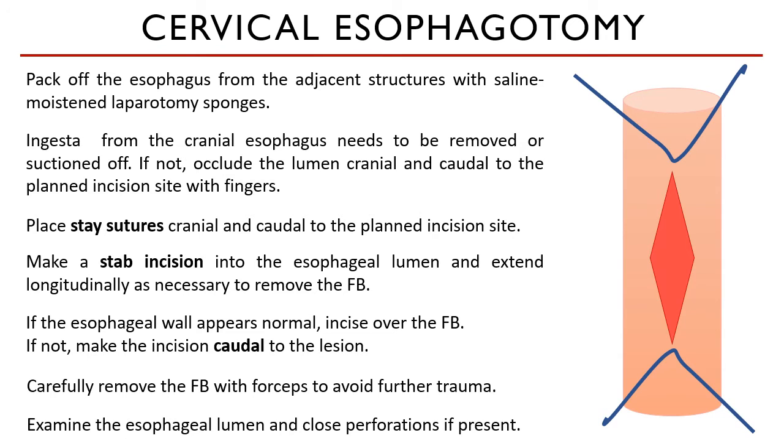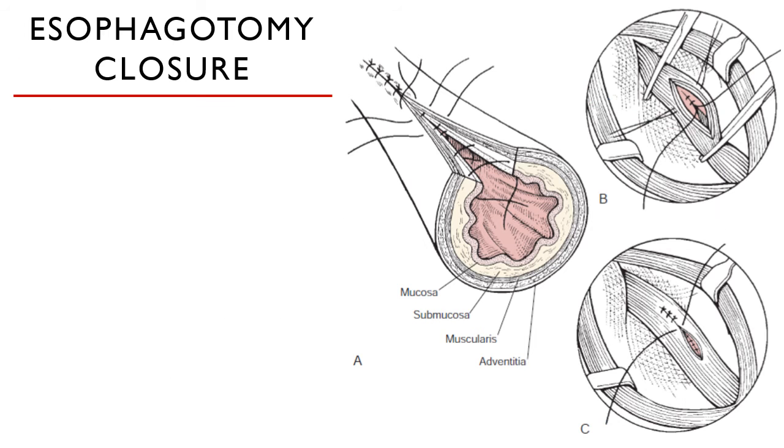Once you are sure that there is no more damage that needs to be fixed, irrigate the area and prepare for closure. In closing an esophagotomy incision, a two-layer closure is indicated. A two-layer closure provides better and faster wound strength, better tissue apposition, and improved healing.